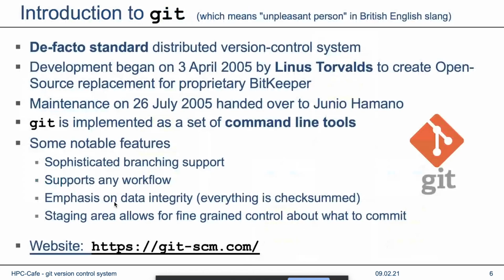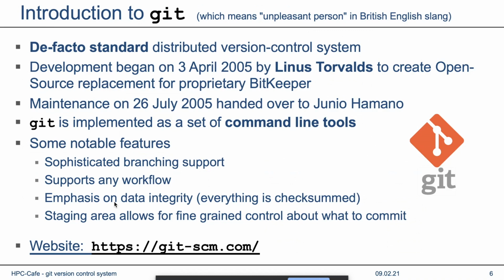So now some basic facts about Git. Git means, I need to look this up, unpleasant person in British English slang. If you know Linus Torvalds, maybe he's an unpleasant person, I don't know. This is the de facto standard distributed version control system. Nowadays, if you talk about version control systems, you mainly talk about Git. The development, as mentioned, began in 2005, and Linus Torvalds wanted to create a replacement for the proprietary BitKeeper software they used at the time for the Linux kernel development.